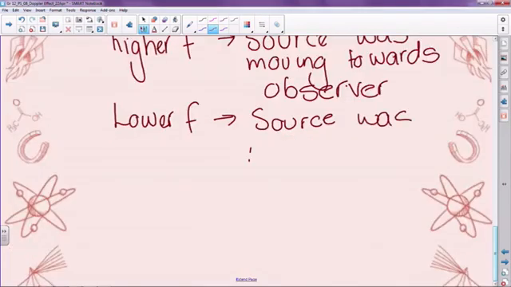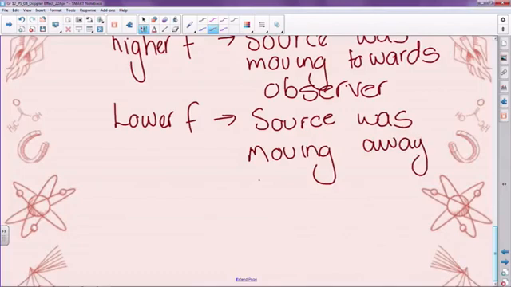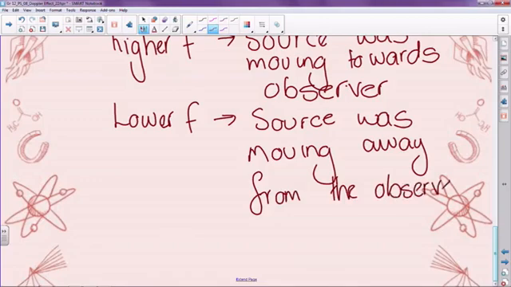Okay, now, the lower frequency is because the source was moving away from the observer. So what are they looking for? Higher, towards, lower, away. It's as simple as that. That's all they want.